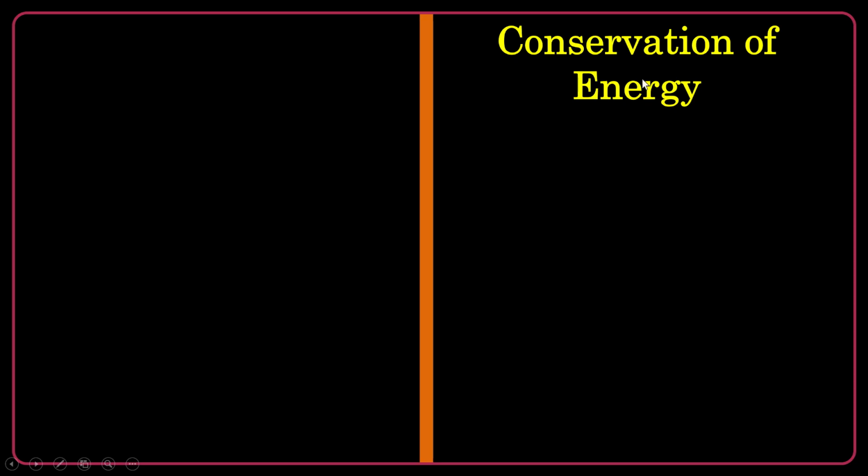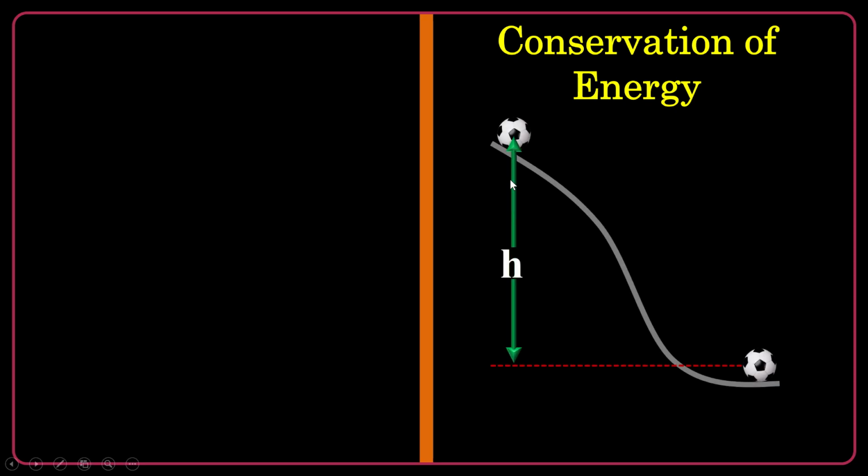Now let me continue with conservation of energy. When I say energy is conserved, I mean during a journey, the total energy of the system cannot change. Let's start with a very easy example. I release a ball from rest from top of a hill and the total mechanical energy is just gravitational potential energy, mgh. Let's say the ground state is here.